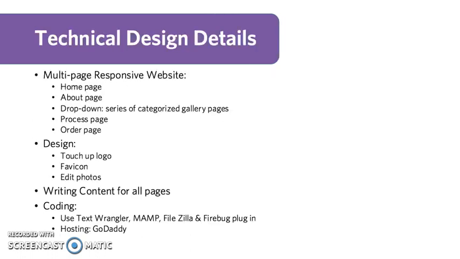Some of the technical design details that I'll have to face are creating the multi-page responsive website itself. So that includes a home page, a drop-down with a series of categorized gallery pages, and of course the order page with the order form. Design details including touching up the logo, editing and cropping photos, writing all of the content, making sure there's no spelling errors or anything like that, and then obviously coding and using programs such as Text Wrangler, MAMP, and FileZilla.